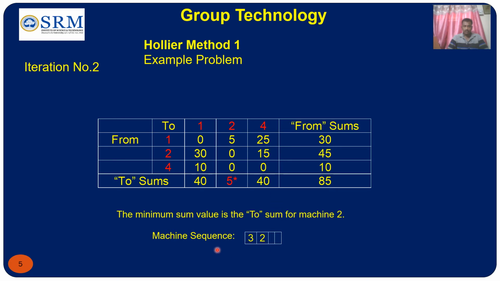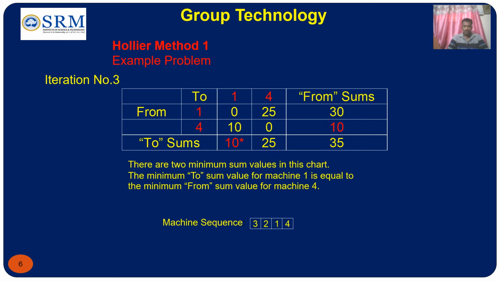Okay, now we have to assign machine number 2 in the second position in this sequence. So already we have assigned two machines, 3 and 2, right? This is the iteration number 3. You can see after eliminating the machine number 2, the remaining machines are 1 and 4.